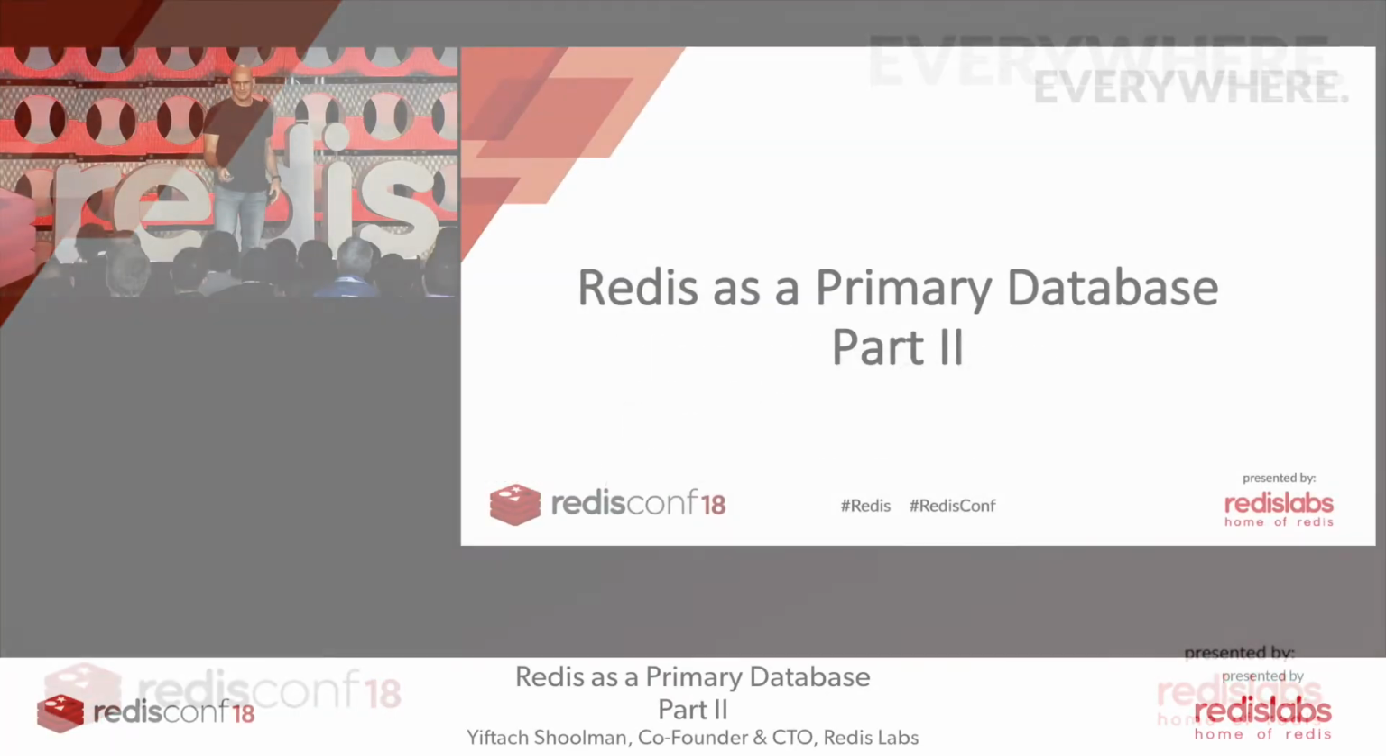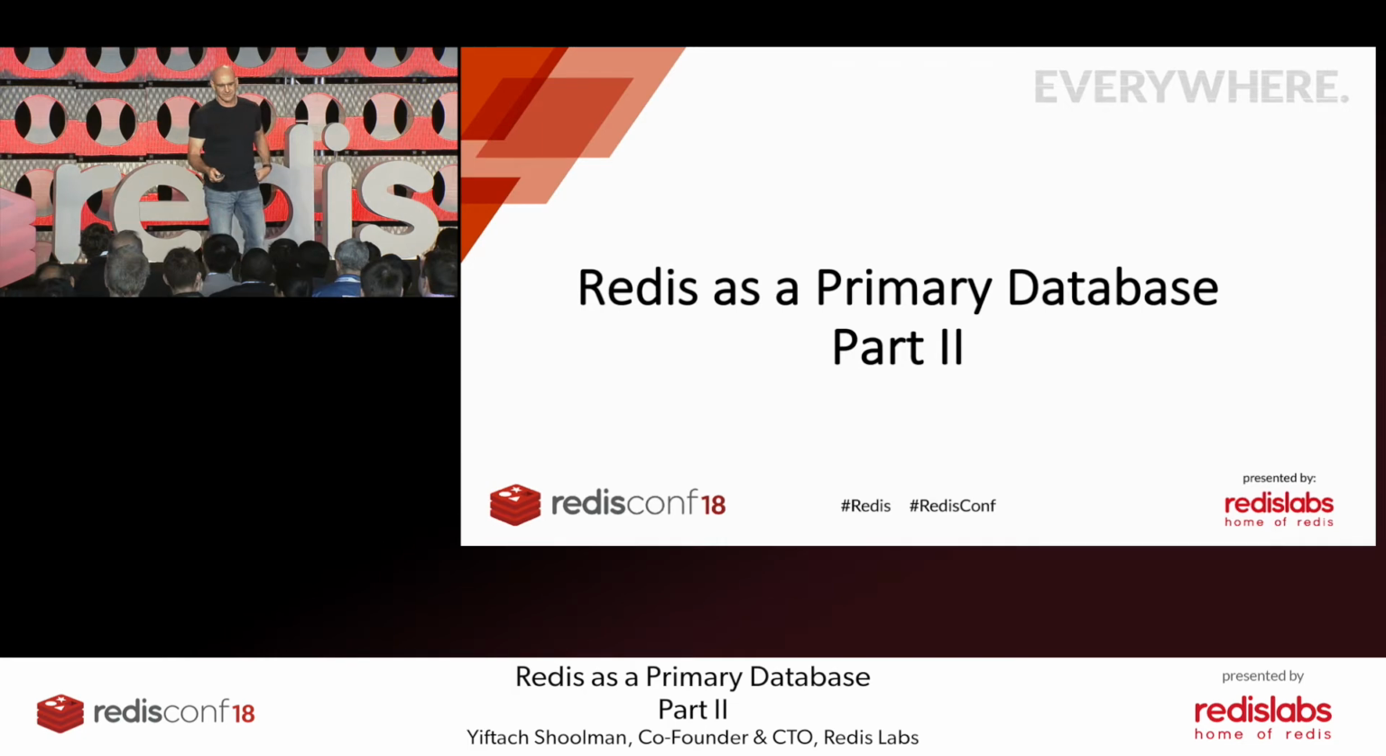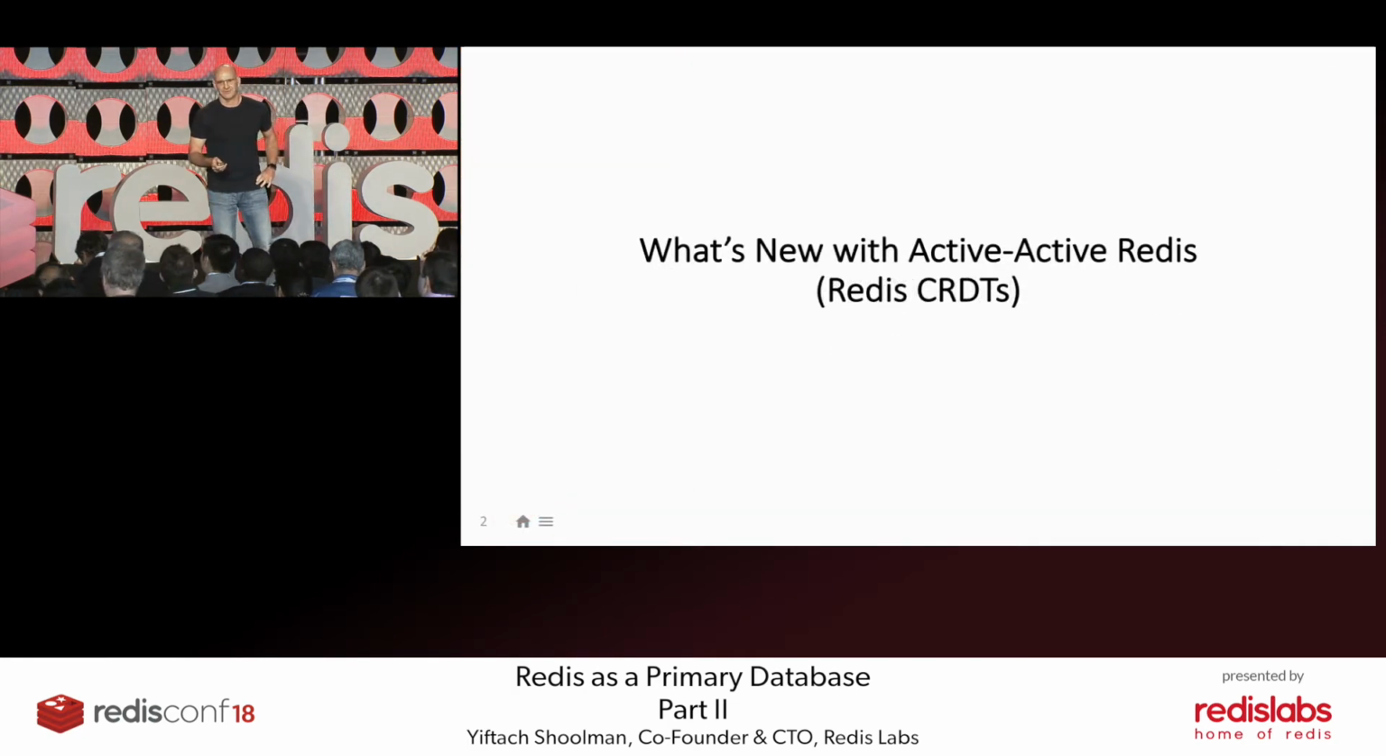Hi everyone. I would like to start the second part about how you can use Redis as your primary database. And today we start with talking about what's new with the active-active geo-distributed Redis, which we call Redis CRDT.